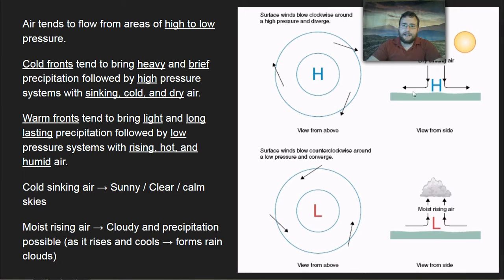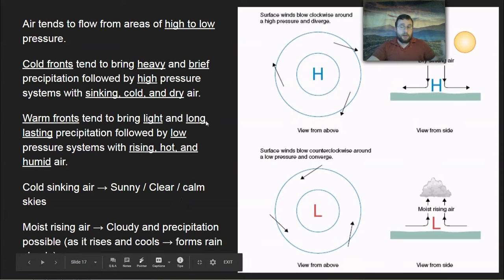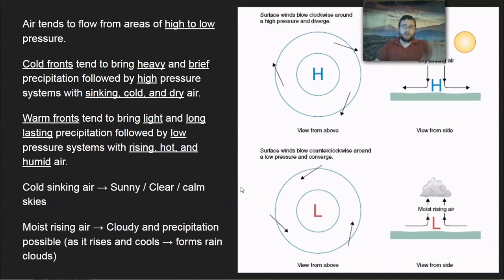There are two main kinds of weather systems. You have high pressure systems and low pressure systems, right? And they come behind the fronts. Air tends to flow from high to low pressure. So if you have a low pressure system here and a high pressure system here, the air will tend to flow that way, from the high pressure to the low pressure. So that makes sense. The high pressure will push into the low pressure.